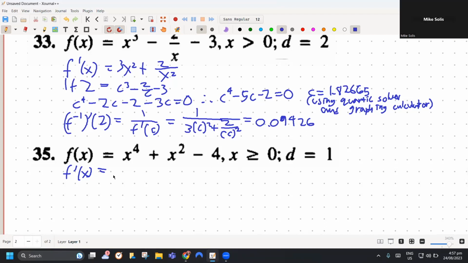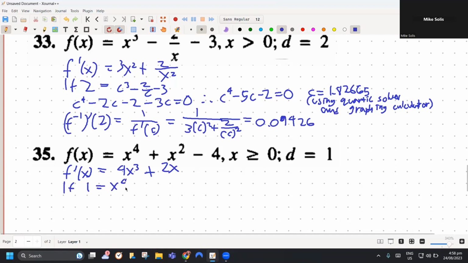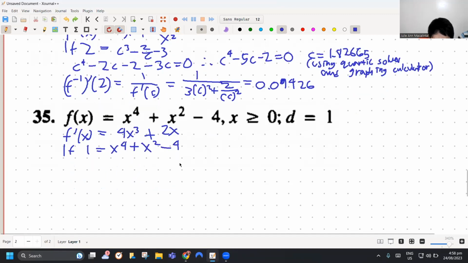Minus 4. So, 4. Tapos di ba po parang may formula for solving yung mga ganito, 4 tsaka 2 by quadratic yata? Quadratic formula. Let x squared be equal to u. Sige po nga po. So, yun, ma-solve mo siya by elementary methods.